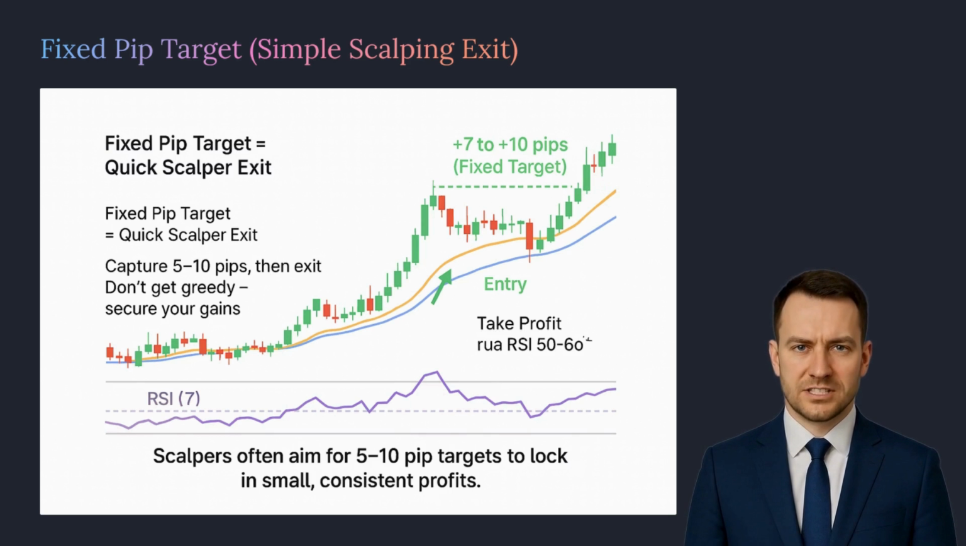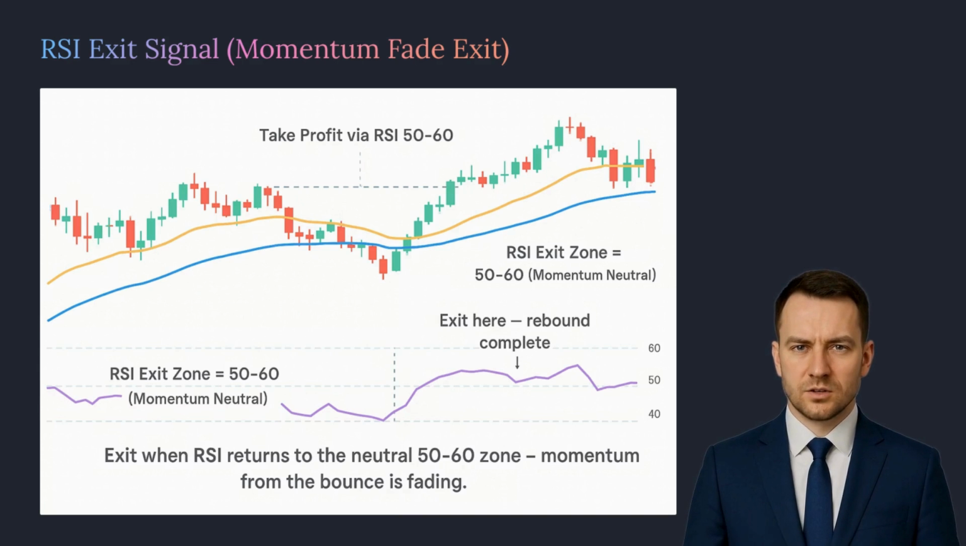If the market volatility is higher, say on GBP pairs or during a strong move, you might aim for slightly more, like 10 to 15 pips. The idea is not to get greedy. You're looking to capture the meat of that quick snapback move and then get out. You can set a take-profit order at your desired pip target or monitor price action to manually close when in that range. RSI exit signal.